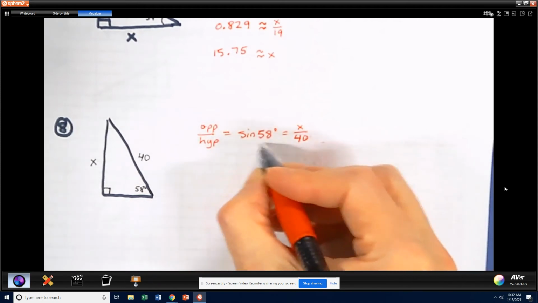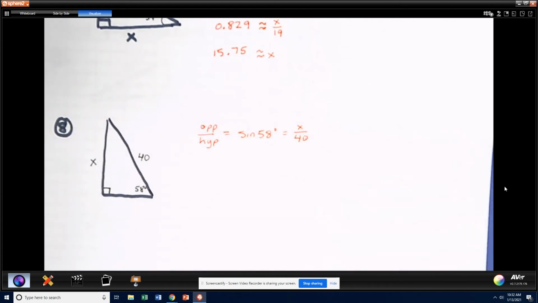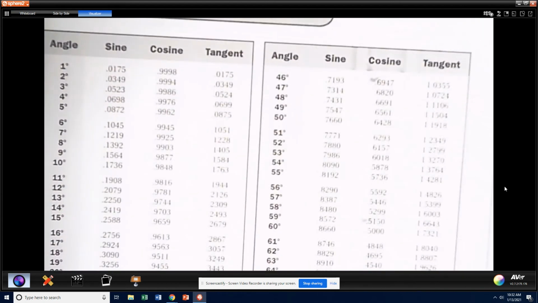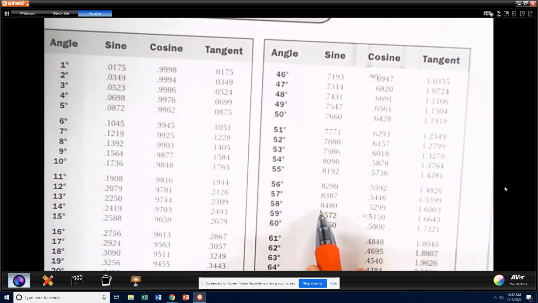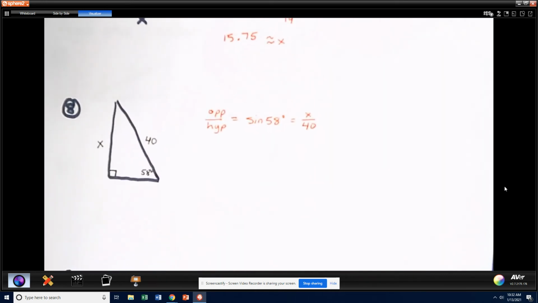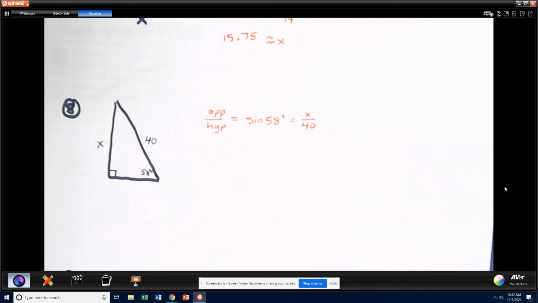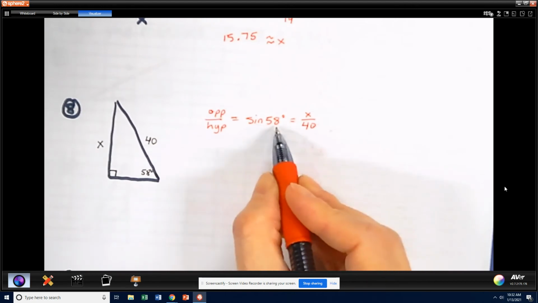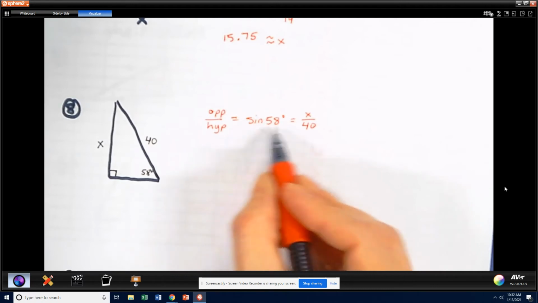So my first step could be to figure out what is sine of 58 by using the table in this case. So I look at my table, I go down to 58 degrees, I go over to sine, and that's about 0.8480. Oops, wrong problem. So I can write that, but actually let me do this differently with you guys for a moment. I could just leave it as sine 58. That is some number. It's a number in my table or on my calculator, but it's just really a number.